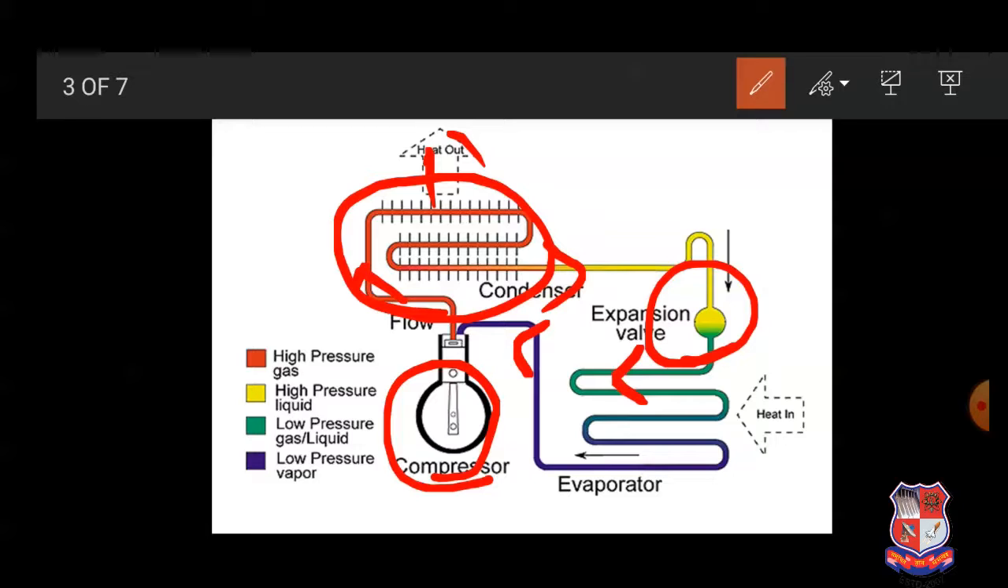In the evaporator, the low pressure, low temperature liquid refrigerant evaporates and absorbs the latent heat from the cooling space. At that time the low pressure, low temperature liquid refrigerant is converted into low pressure, low temperature vapor refrigerant, which is once more supplied to the compressor, and the cycle continues.